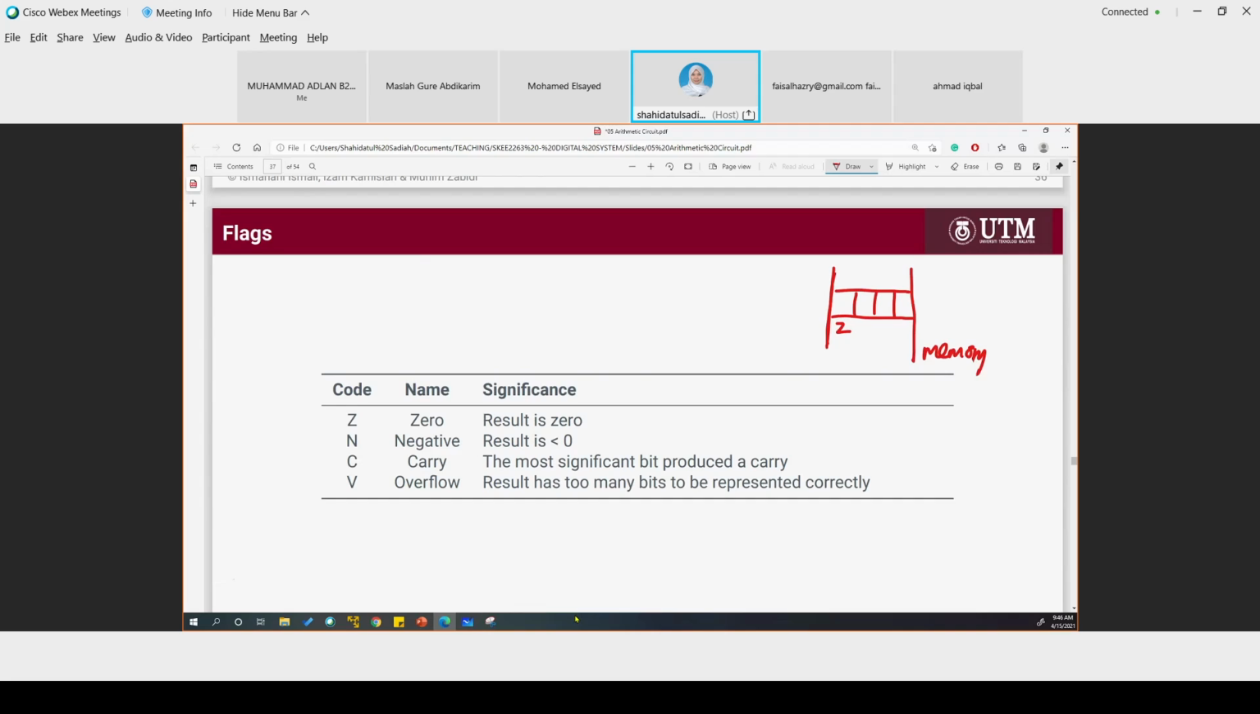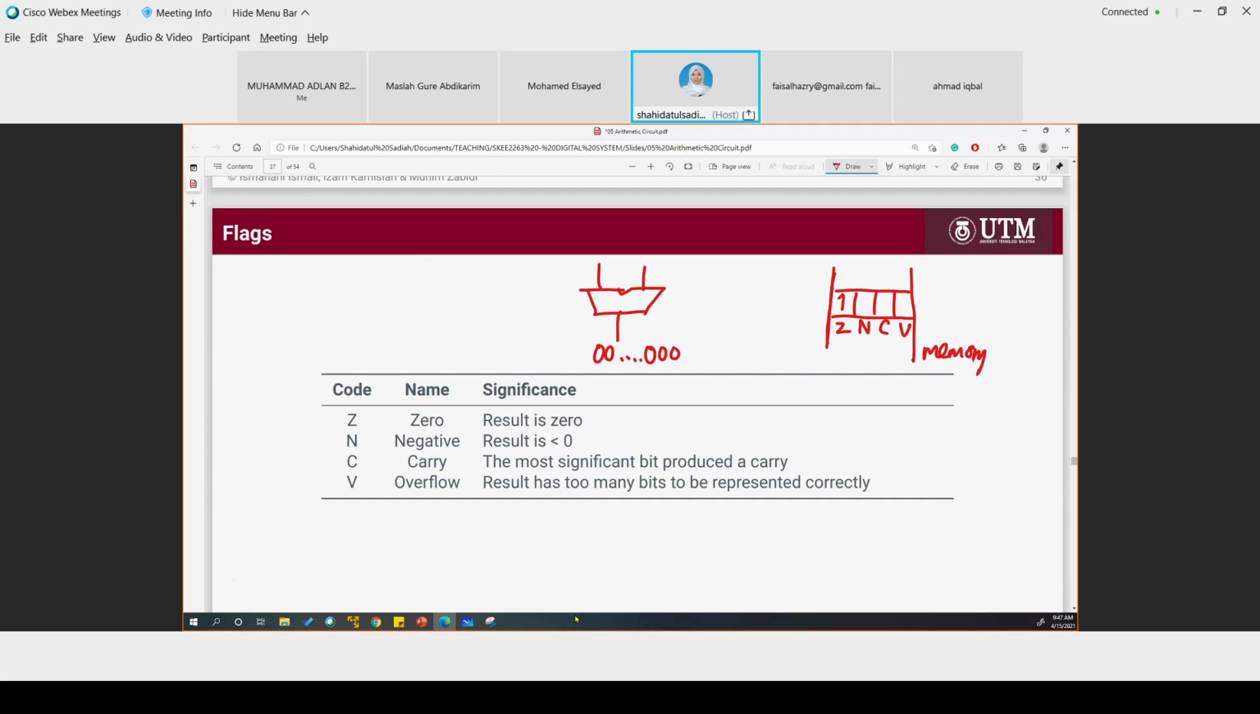You have bit Z, bit N, C, and V, or we call them flags. Z flag, N flag, C flag, and V flag. Z flag means a zero flag, where the flag will be set. When we say the flag is set, it means the value of Z is 1 when we have an operation where all bits in the result are 0.